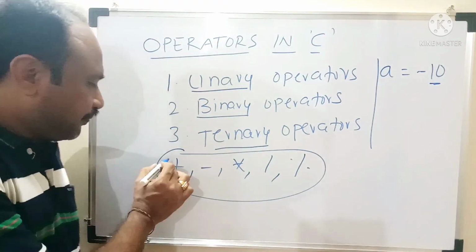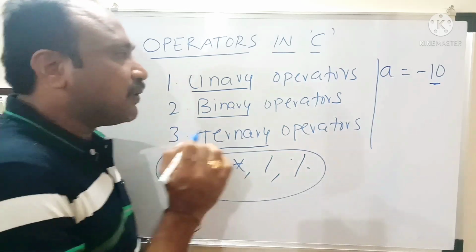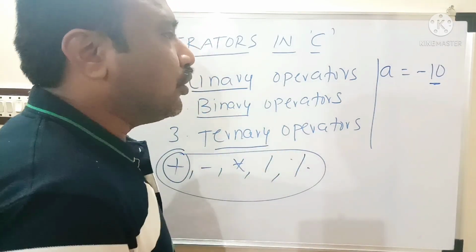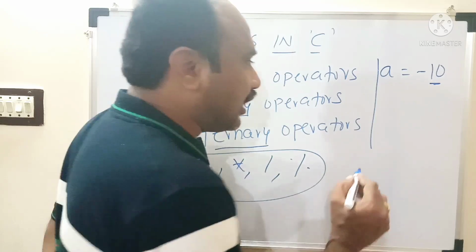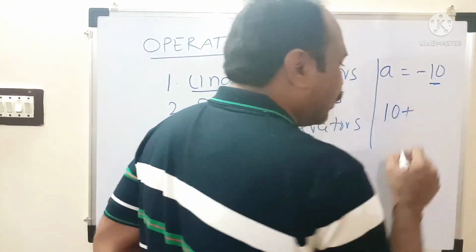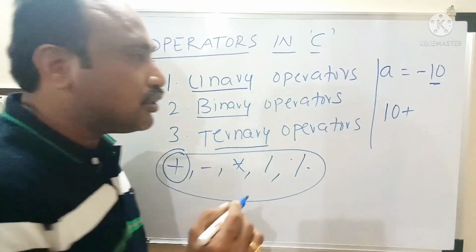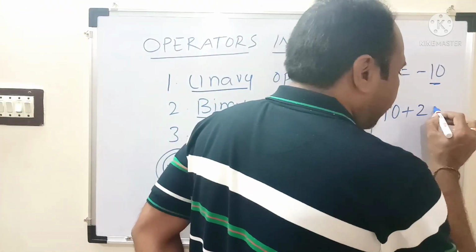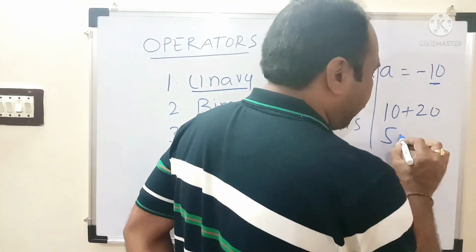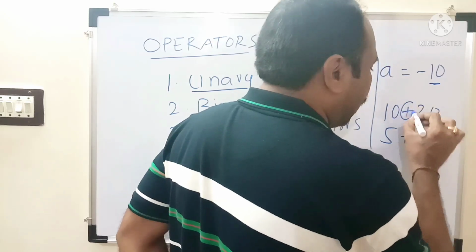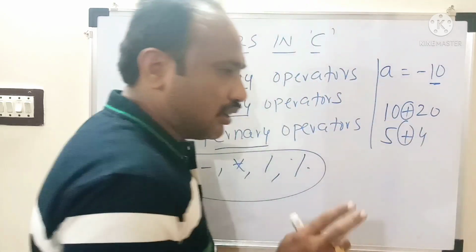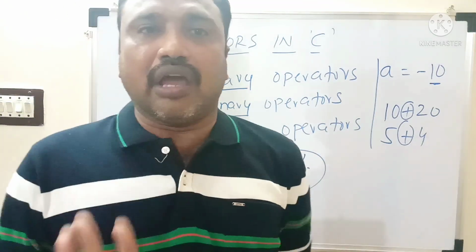For example, what is the purpose of plus? Plus is used to add. Can I write 10 plus? No. To perform addition, how many values do I require at least? 2 values. 10 plus 20, 5 plus 4. When I am going to perform addition, it requires at least 2 values.